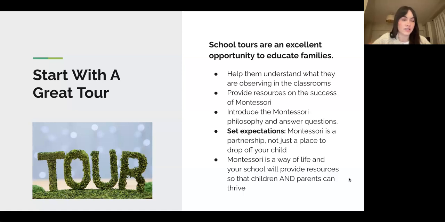So this observation checklist can include things like, oh, our practical life shelves. Why do we have this? Why are children sweeping in our classroom? Why is this educational? Why does this serve a purpose? They can go through that list during the tour and really understand everything that you're doing to provide value to the children in your classrooms. You can also provide a variety of resources on the success of Montessori.